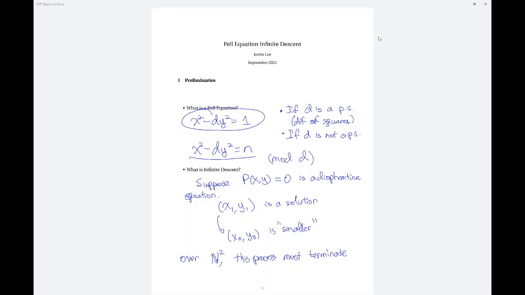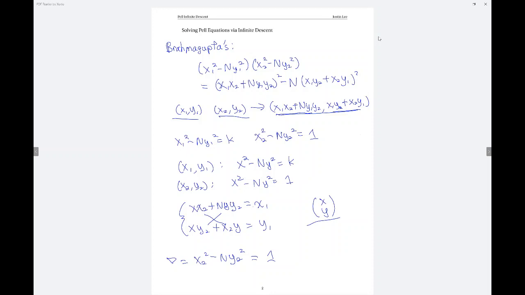So going back to infinite descent here, as we talked about with infinite descent, either this process must terminate, or if it can always generate a smaller solution, then it's a contradiction. There are no solutions. So this process must actually terminate. And why is that?